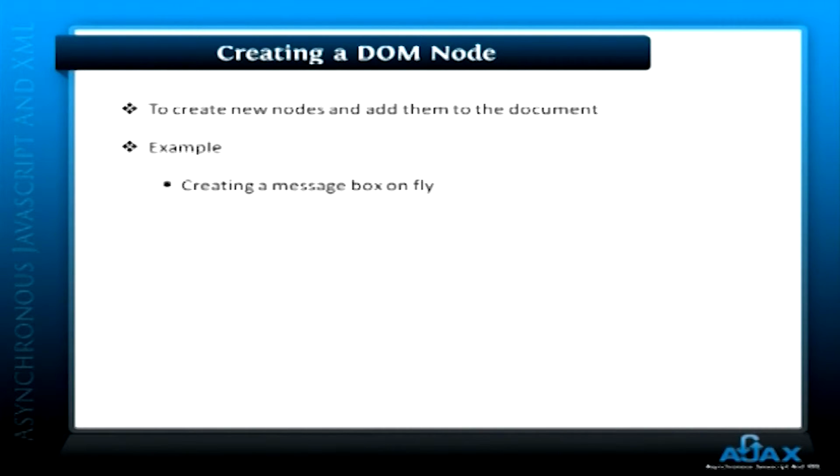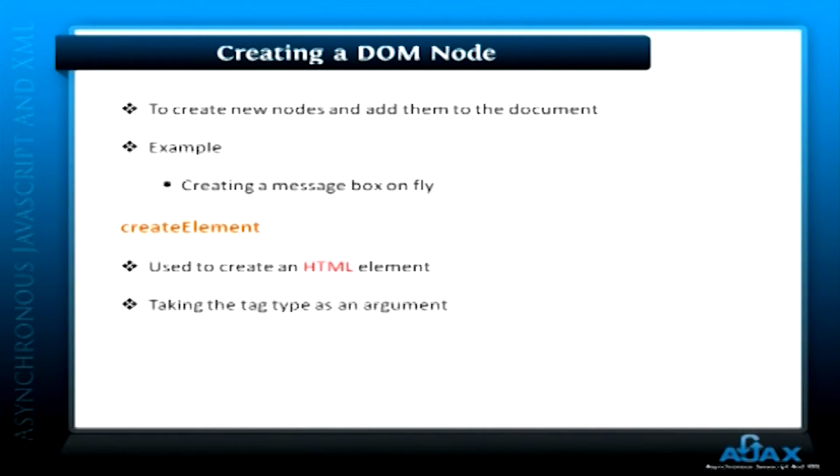Let's see what they are and how to implement them. Our first method is createElement. This method is used to create an HTML element, taking the tag type as an argument. Now, consider we would like to create a div tag using this createElement method. Let's see how to do that.